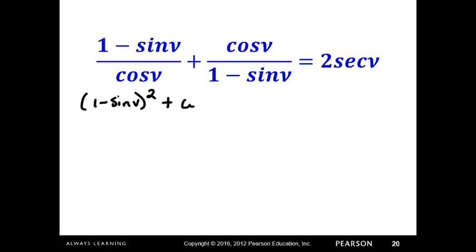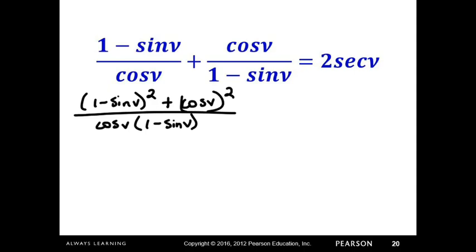And then I'm going to multiply the second one by cosine v, so that's now going to be squared. And then our denominators are just multiplied, so it's cosine v times 1 minus sine v. And so that's a way to get a common denominator. Now if I multiply that whole numerator out, I'm going to have 1 minus 2 sine v plus sine squared v plus cosine squared v.